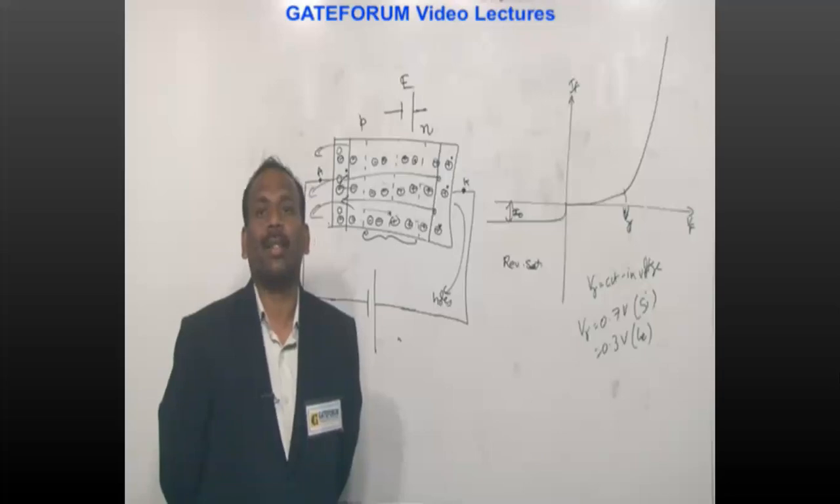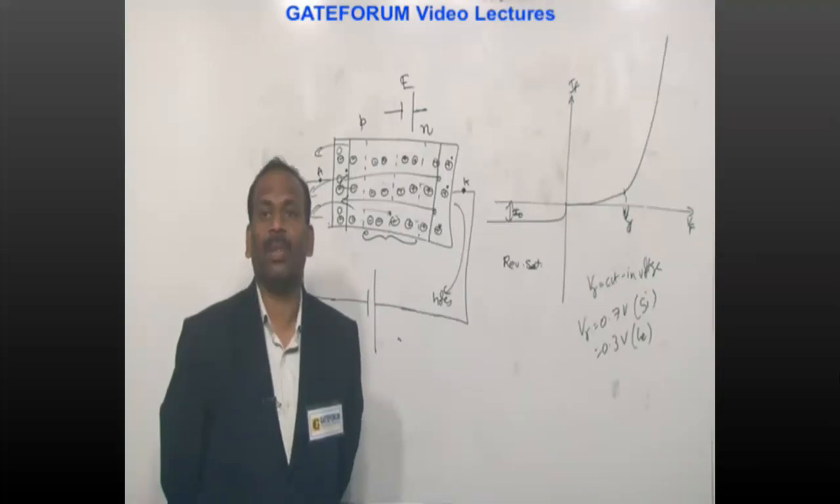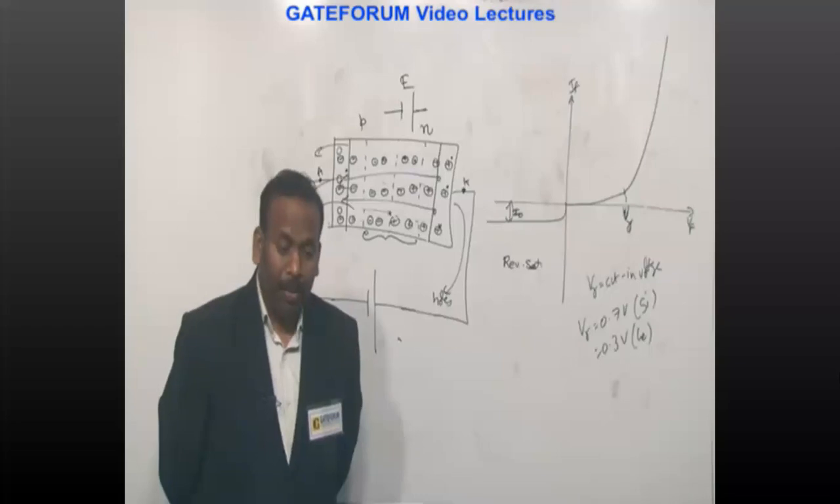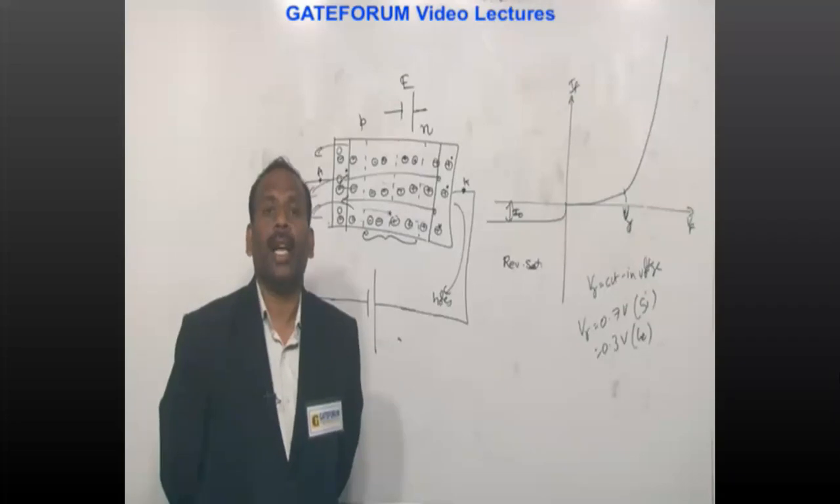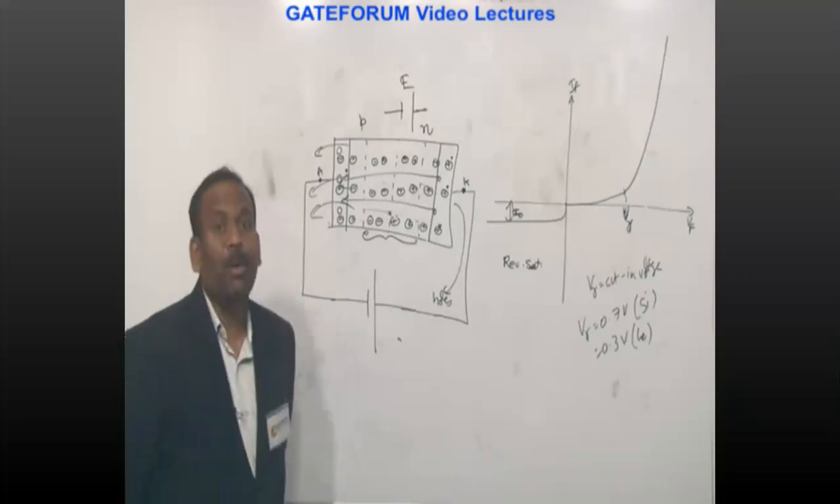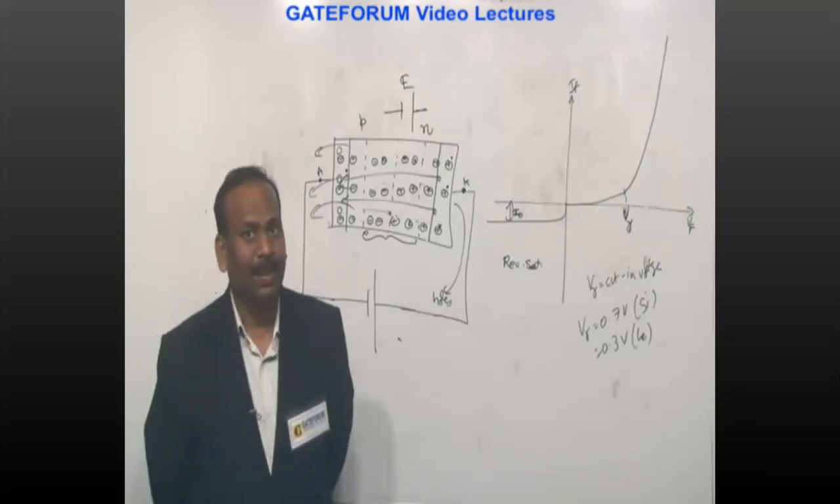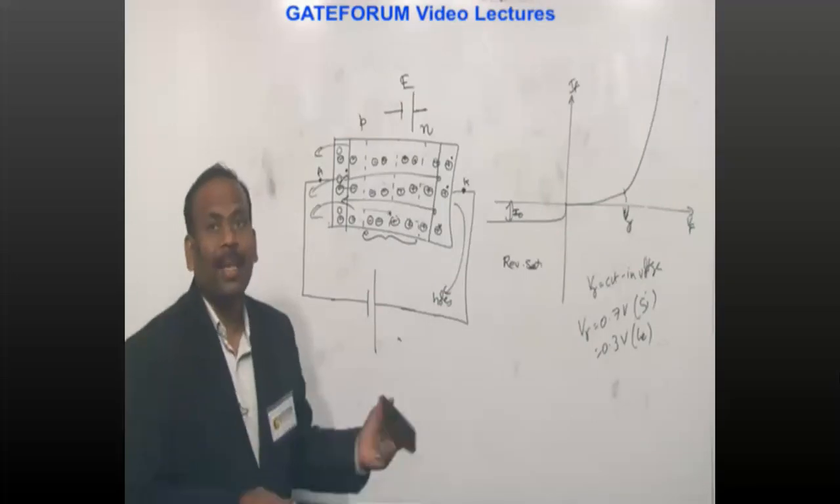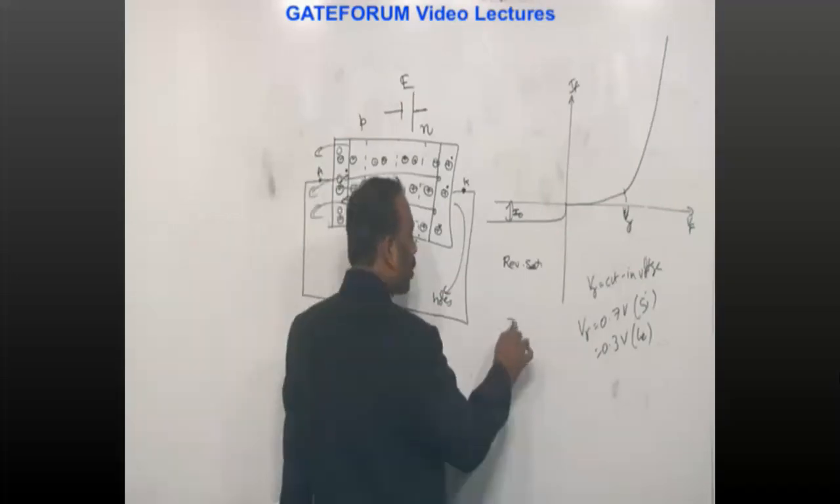Srishma from Palakkad, Kerala: Sir, what is the relationship between volt and electron volt? Okay. In all the calculations we have done, the final answer was written in electron volt. Actually, volt and electron volts are different. Energy is expressed in joules.